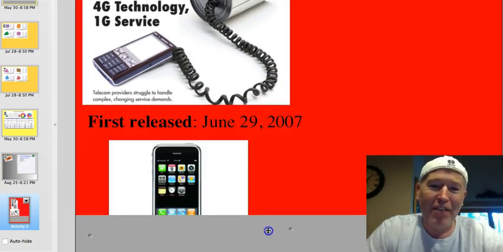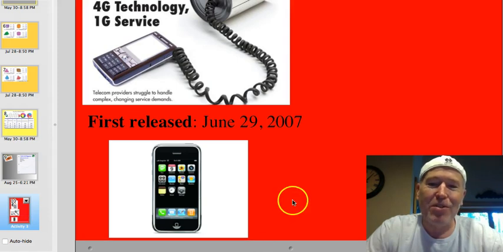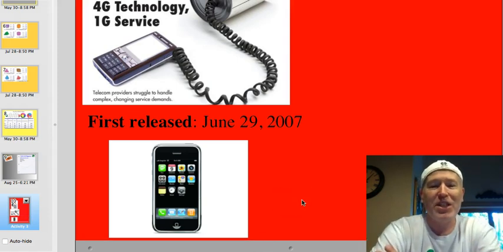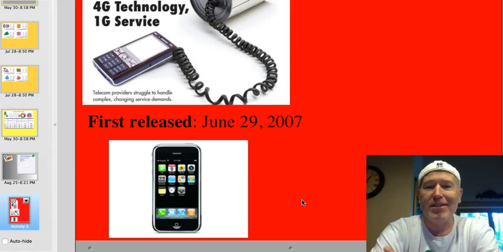Actually, here's the first iPhone. It was released June 29th, 2007. So just 9 years ago. Doesn't look that much different than the original. So this is the iPhone 1, I guess you would call it. Anyway, I thought it had been around a lot longer than that.